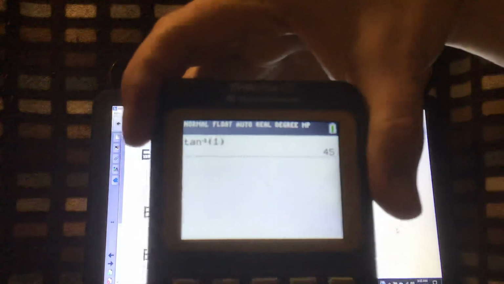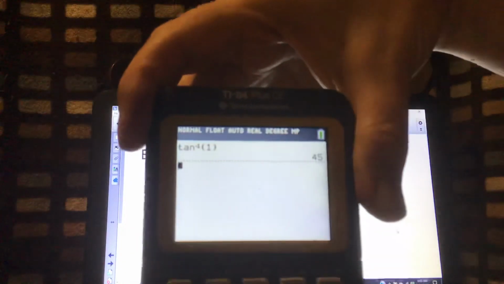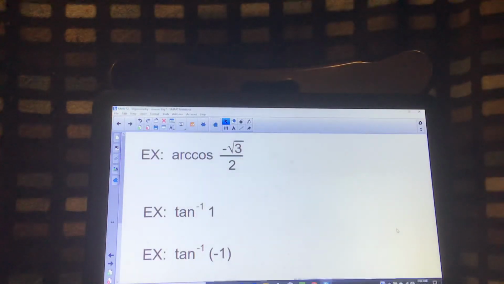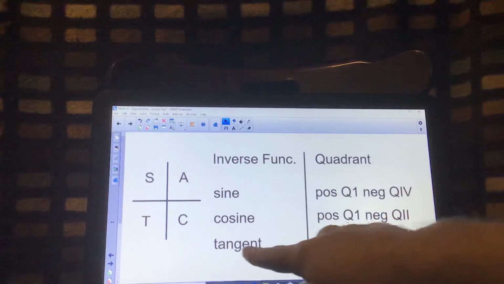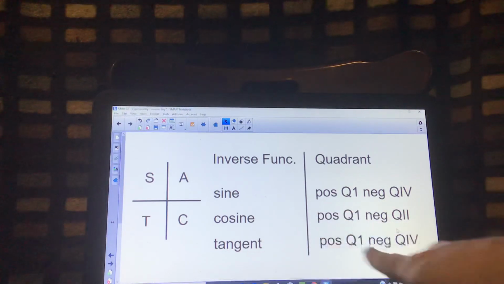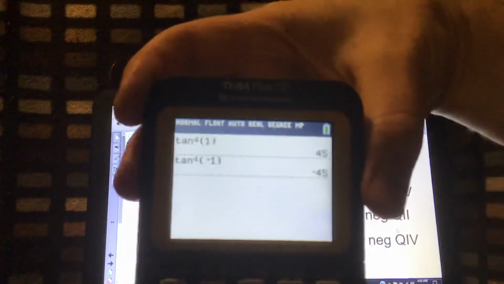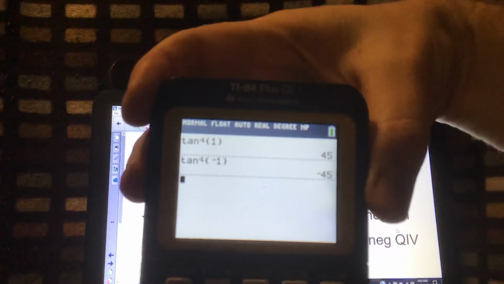Here's the calculator. Tan inverse of 1, see it's 45. Now if it asks me tan inverse of negative 1, it's going to give me the answer in quadrant 4, and it's going to do like sine does, it's going to give me a negative angle. So basically, going back to my table, if I do tangent inverse of something negative, it's going to give me the negative quadrant answer. I'll show that in the calculator as well. So there's tan inverse of negative 1, and notice it gives me negative 45.